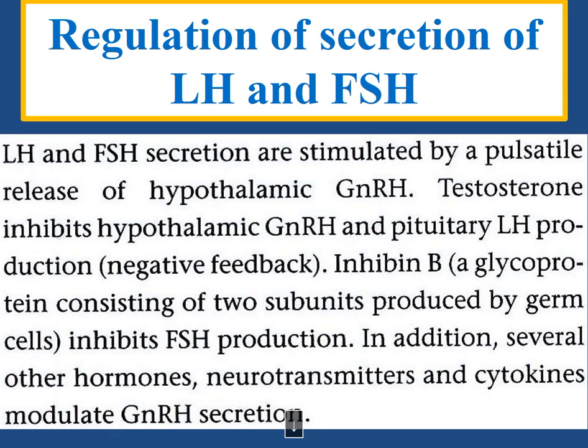LH and FSH secretion are stimulated by a pulsatile release of hypothalamic GnRH, gonadotropin-releasing hormone. Testosterone inhibits hypothalamic GnRH and pituitary LH production, negative feedback. Inhibin B, a glycoprotein consisting of two subunits produced by germ cells, inhibits FSH production. In addition, several other hormones, neurotransmitters, and cytokines modulate GnRH secretion.